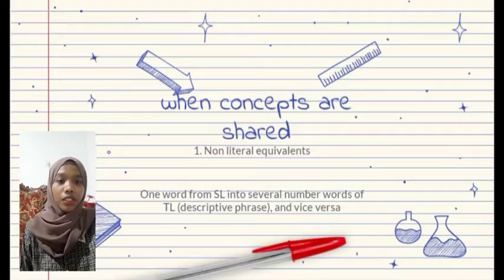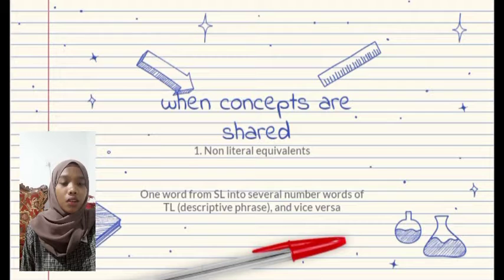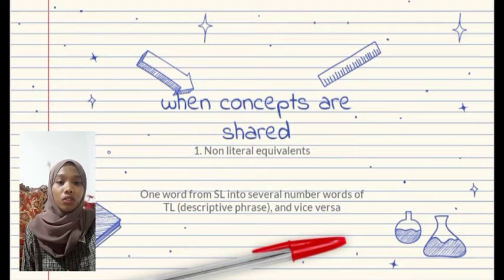So we continue to the next part, which is when concepts are shared. The first is non-literal equivalence. One word from the SL becomes several words of the TL or a descriptive phrase, and vice versa. This means that most concepts are also found in the receptor language, but they are expressed in different ways. Secondary meaning and figurative meaning are usually completely dissimilar. Examples are figurative and non-figurative, positive and negative.